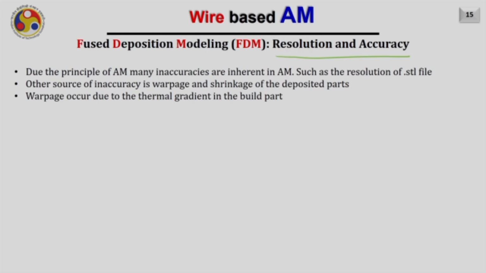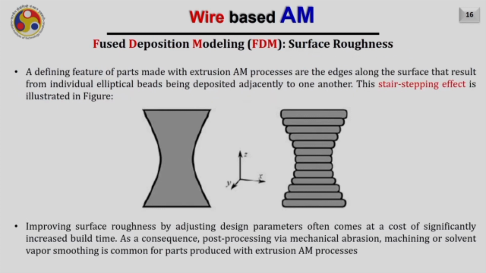So these inaccuracies are inherently there in additive manufacturing processes. Another inaccuracy comes due to the deposition in the layer by layer fashion, particularly at a slant wall. A defining feature of parts made with extrusion AM processes are the edges along the surface that result from individual elliptical beads being deposited adjacently to one another. This stair-stepping effect is illustrated in this diagram.